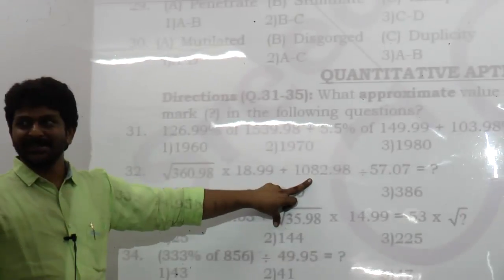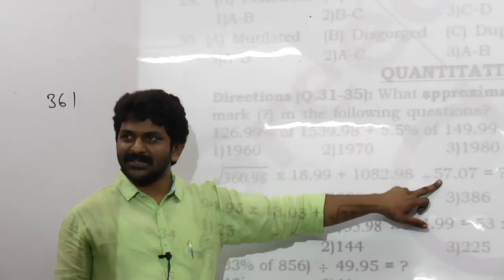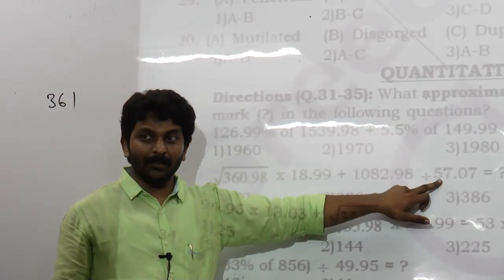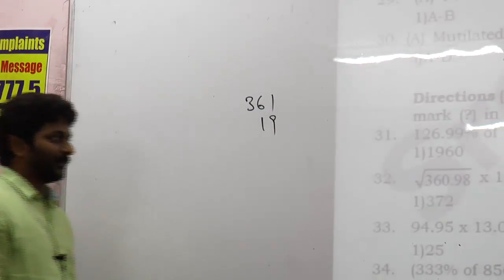And this is how much less than 1140? Near about 1 time less. 20 times minus 1 time, 19 times. 380.